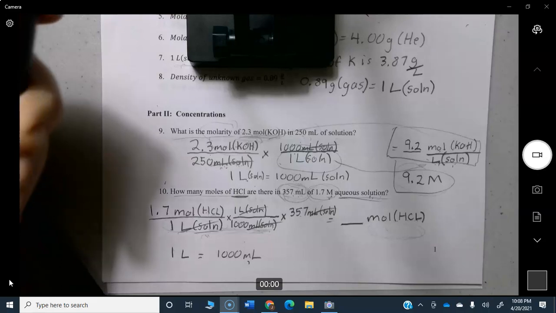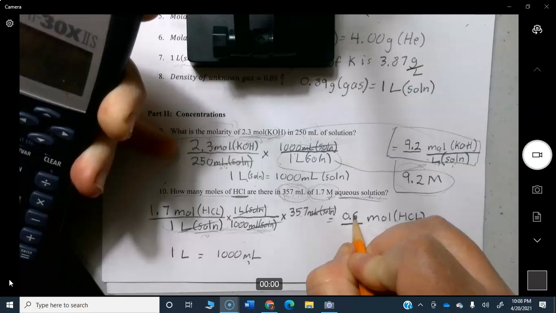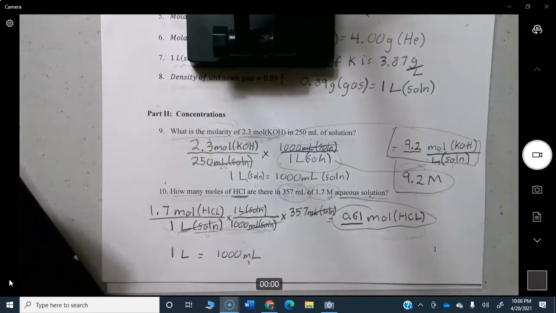And that gives us 0.61. And that's good to the 2 significant figures. So that's how many moles of HCl you would end up with. So kind of stop. You don't have to rush through these.